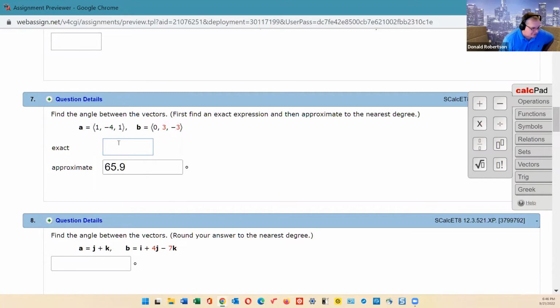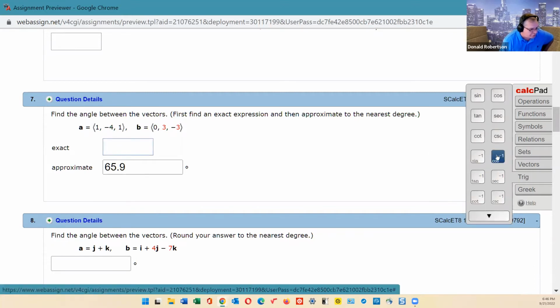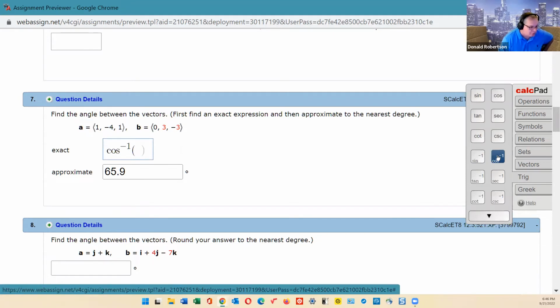Now, if you're trying to get the inverse cosine, you need to go over to the trig button. And you see the inverse cosine button. Don't try and type it in through the keyboard. It might look exactly like what's in front of this screen, but WebAssign will just turn around and say, I don't know what you're talking about, right? So you have to hit the trig button and pick inverse cosine.